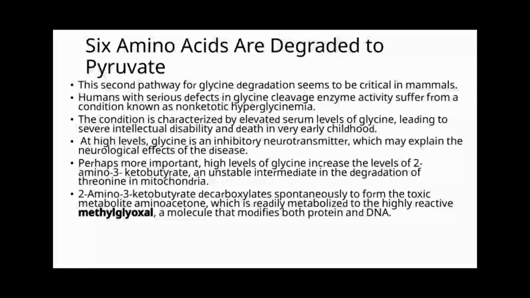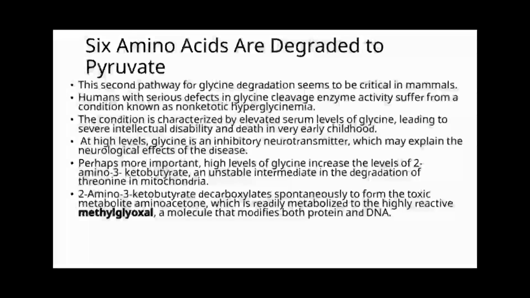But perhaps more critically, the excess glycine increases the levels of a compound called 2-amino-3-ketobutyrate. This is an unstable intermediate in the mitochondrial degradation of threonine. What happens next is quite concerning. 2-amino-3-ketobutyrate can spontaneously decarboxylate to form aminoacetone, which is toxic.